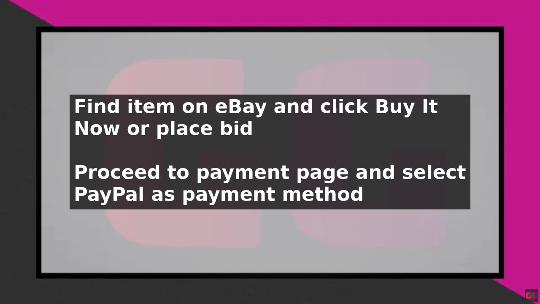To pay using PayPal on eBay. Start by finding the item you want to purchase and clicking the Buy It Now button or placing a bid on an auction. Once you have committed to buying the item, proceed to the payment page.